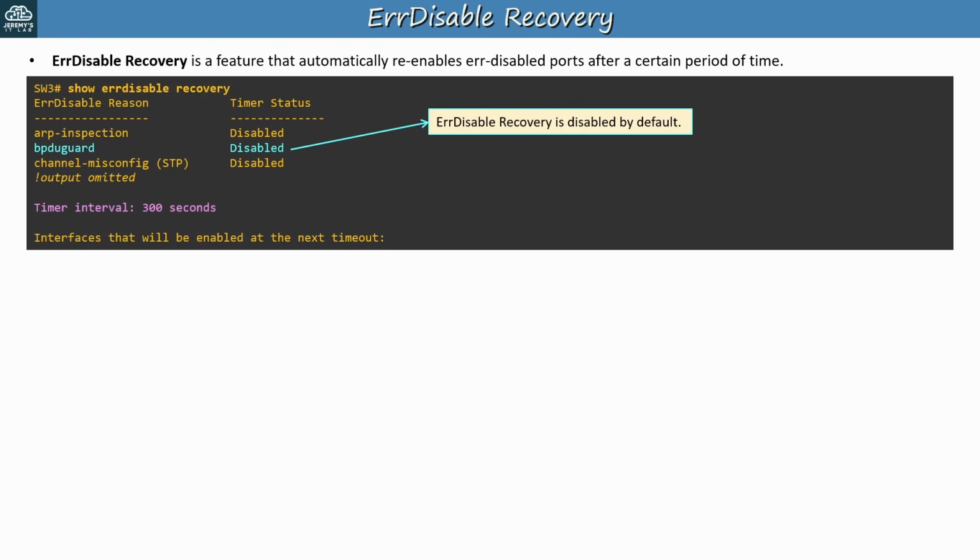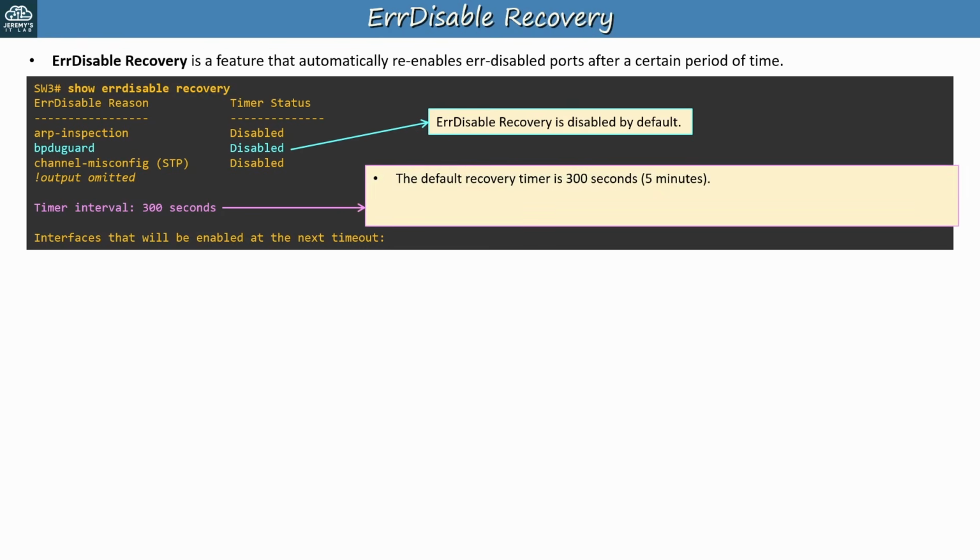As I've highlighted in pink, the default recovery timer is 300 seconds, or 5 minutes. This means that err-disabled ports will be automatically re-enabled after 5 minutes, if you enable ErrDisable Recovery. You can modify this interval if you want, with errdisable recovery interval, and then the interval in seconds. But even if you modify the interval, you still need to enable ErrDisable Recovery for it to work.